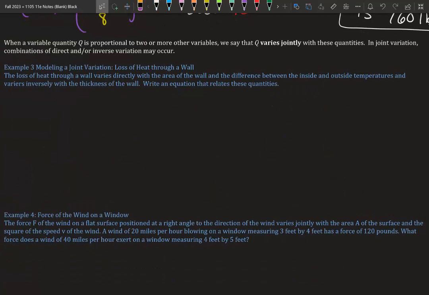We have one more type of variation. It's called, well, it's when we put both. It varies jointly. When a variable quantity q is proportional to 2 or more other variables, we say that q varies jointly with these quantities. In joint variation, combinations of direct and/or inverse variation may occur. So we could have multiplication, we could have division, we could have both. Let's just see as we work through it.